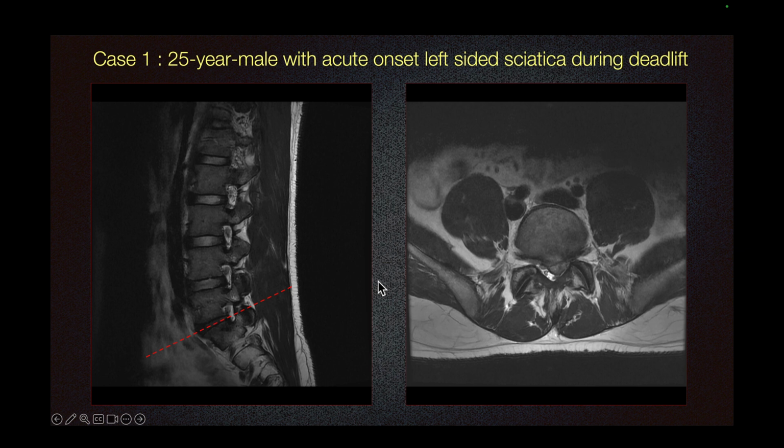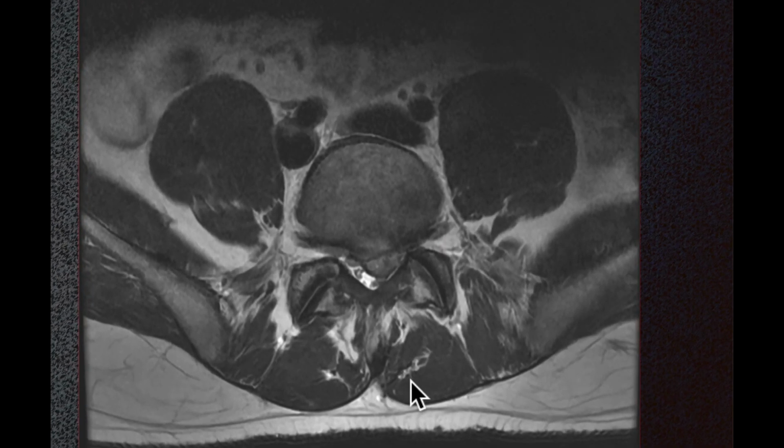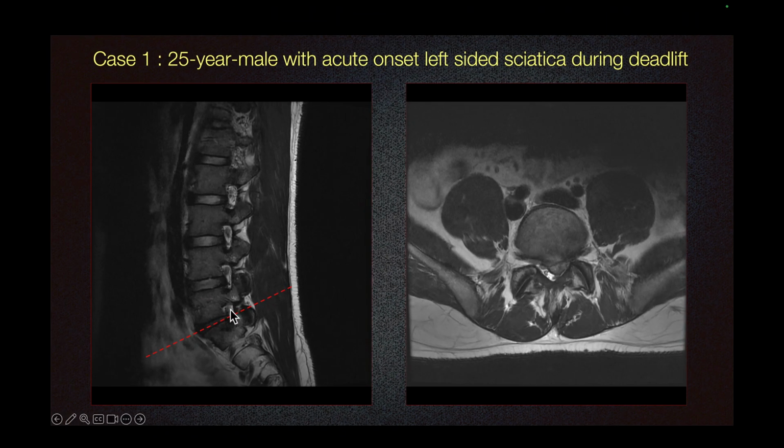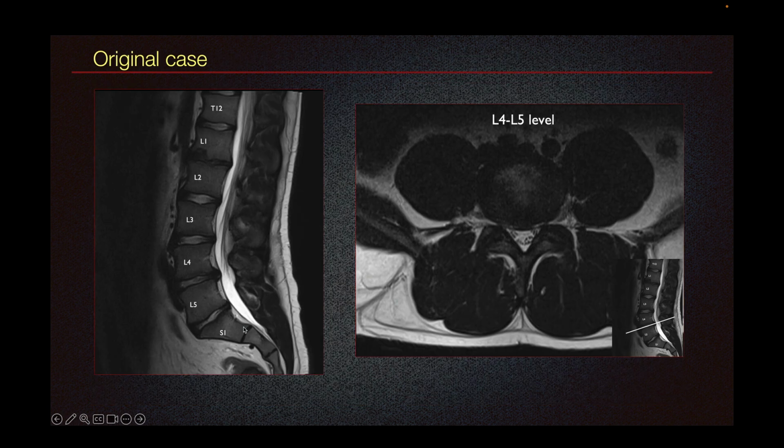MRI can help us identify when nerve roots are displaced or compressed. This dotted line shows where the image on the right is taken, and we can see that this herniated disc compresses and displaces the nerve root which are traversing down, whereas the L5 nerve root at this level has exited already. Now let's go back to our original case.